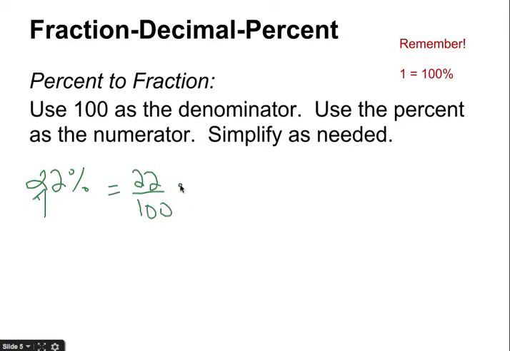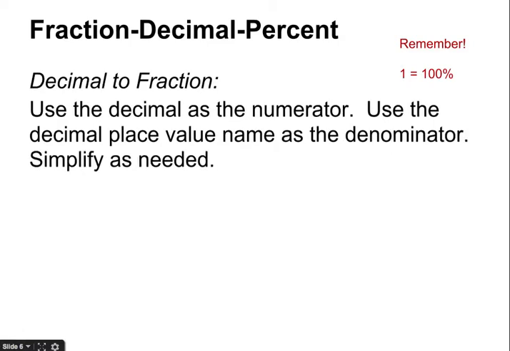Because they're both even numbers, I can divide both the top and bottom by 2, and I will get 22 divided by 2 is 11, 100 divided by 2 is 50. So this 22% is equivalent and equal to 11/50ths. Make sure you're writing these notes down.